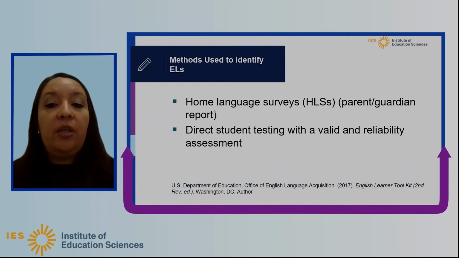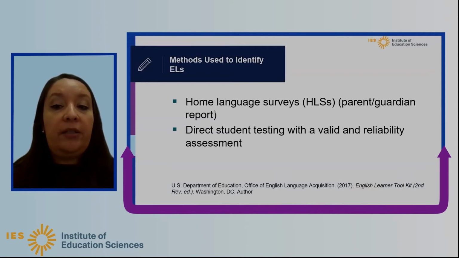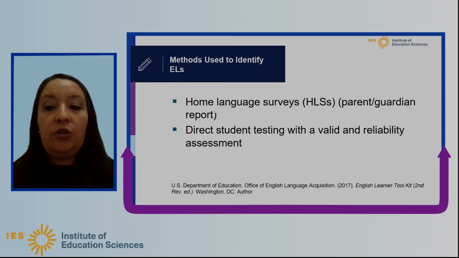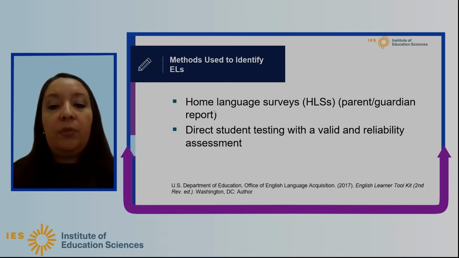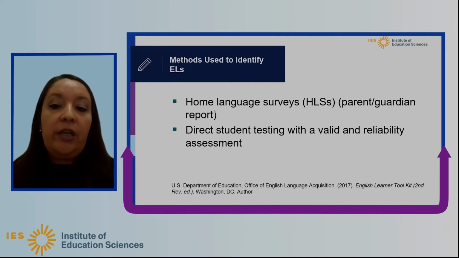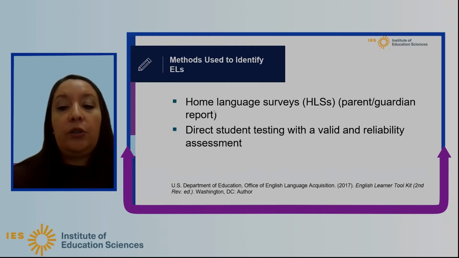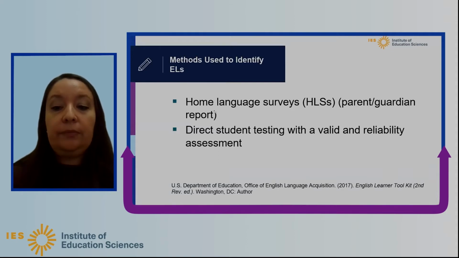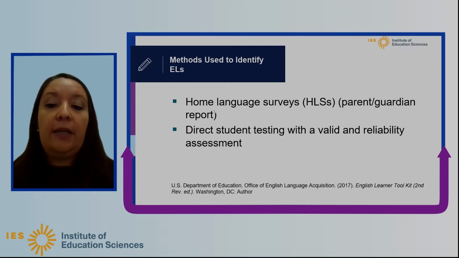Home language surveys, which are completed by a parent or guardian, are the primary and initial mechanism used to identify ELs. When administered by school personnel, the 3 questions approved by the U.S. Department of Education, Office of Civil Rights, and the U.S. Department of Justice are: number 1, what is the primary language used in the home, regardless of the language spoken by the student? Number 2, what is the language most often spoken by the student? And number 3, what is the language that the student first acquired? Additionally, education agencies are required under the law to test a student whose parent or guardian responded to 1 or more of these questions, indicating a language other than English. Researchers may also use home language surveys as well as assessment methods to determine whether students in their sample are ELs.